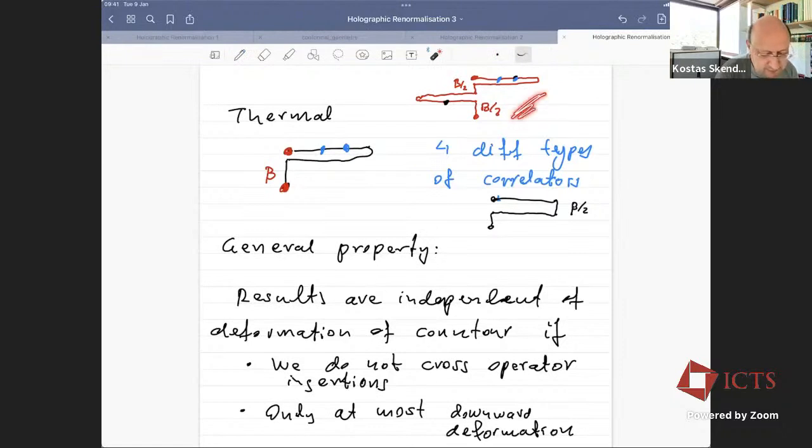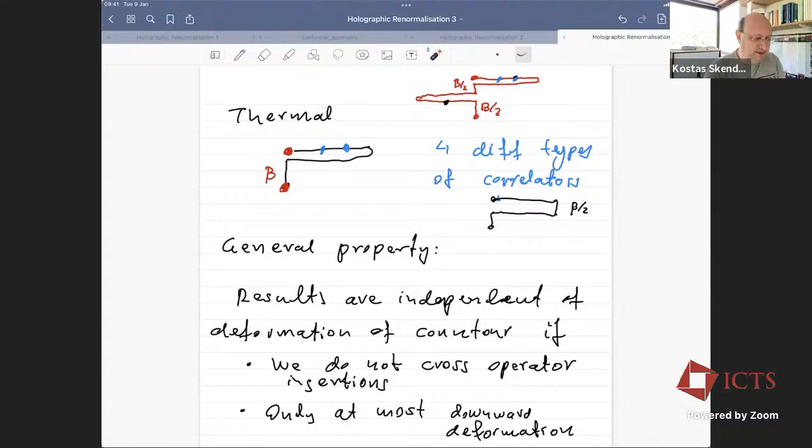this is the most straightforward contour in holography, because that's the most straightforward way to solve the conditions that I will discuss in a moment. But again, this deformation of the contour.